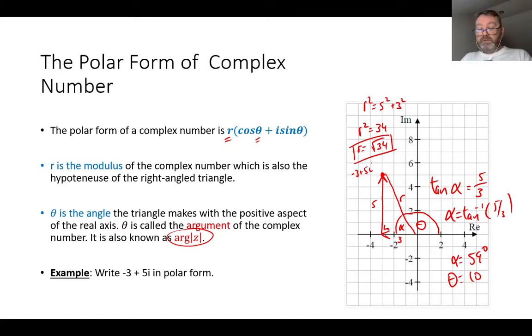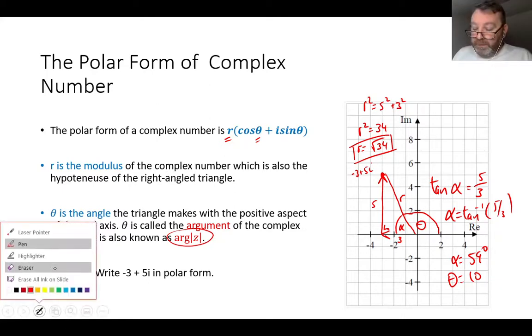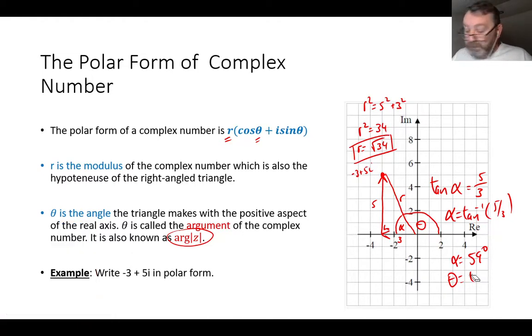180 minus 59 comes out as 121 degrees, 121 degrees. So what's the polar form? It's r cos theta plus i sin theta.